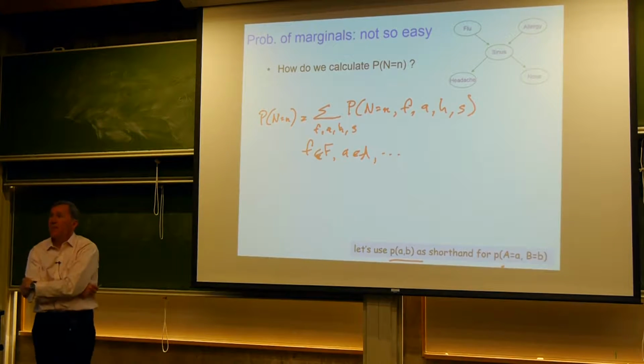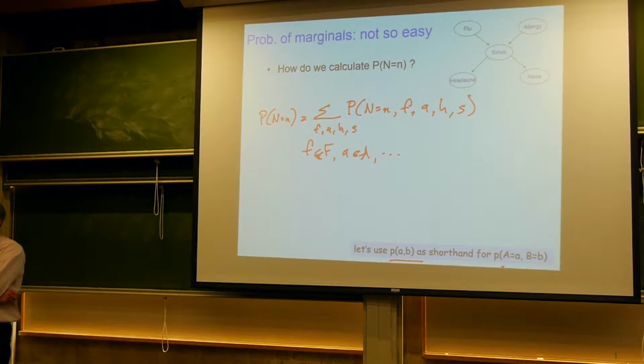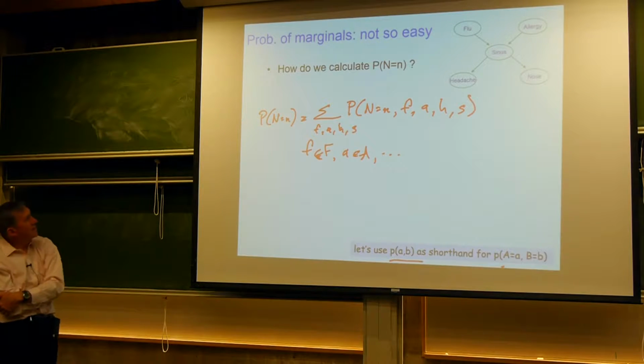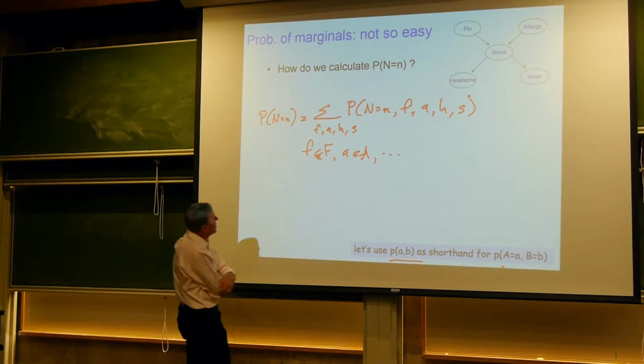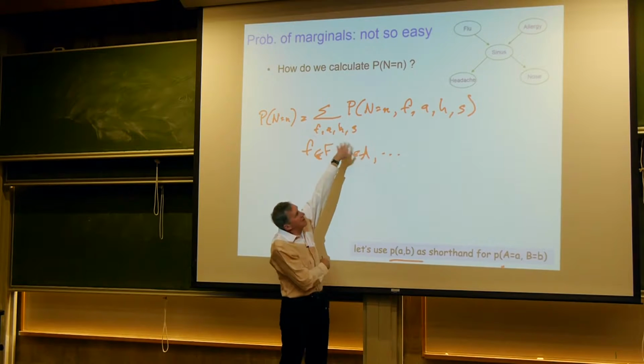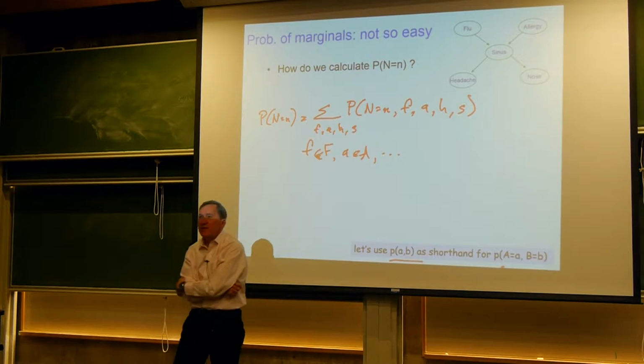Yes? If we know about sinus's distribution, we don't have to go back to flu and allergy. We can stop at sinus. Very good point. This graph tells us that nose is conditionally independent of flu and allergy given sinus, its immediate parent. So why can't we use that somehow to do something more tractable, more efficient than this?